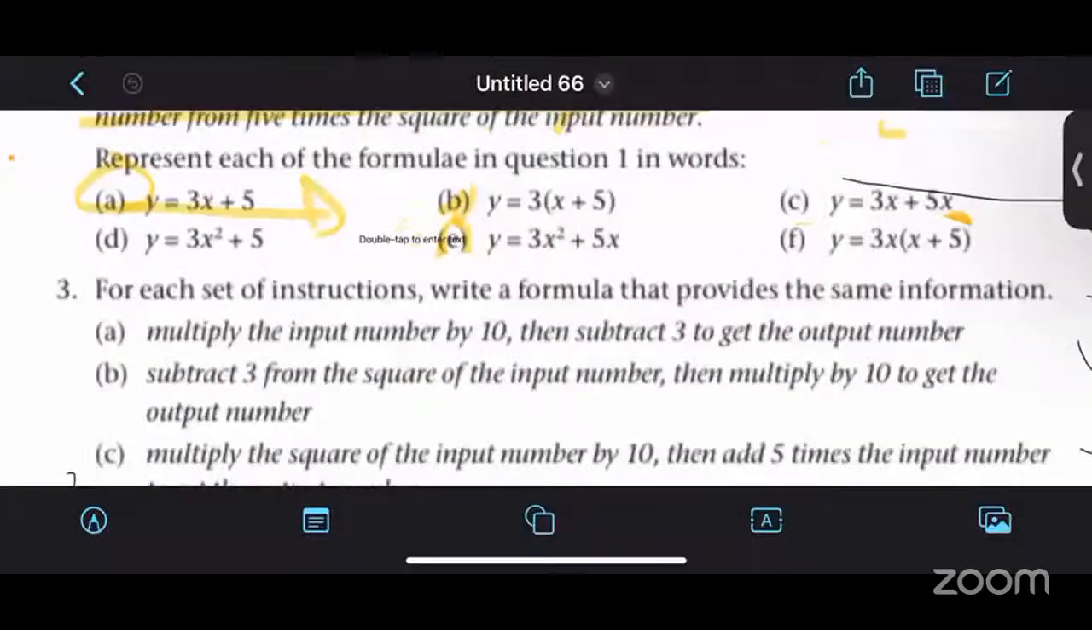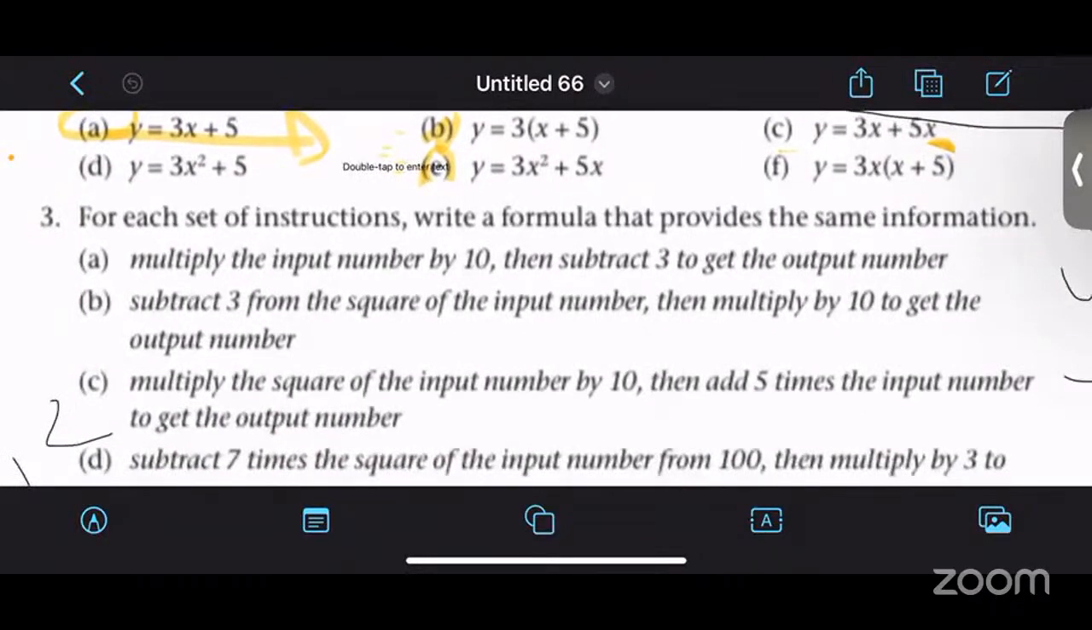Okay, so that is going to be the answer for B: 10 into x to the power of 2 minus 3. And then let's go to C. We have: multiply the square of the input number by 10 and then add 5 times the input number to get the output. Multiply the square of the input number by 10 and then add 5 times the input number.